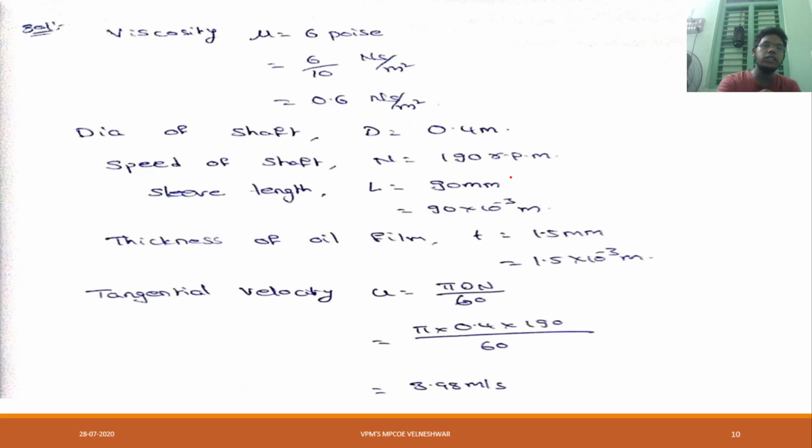Now viscosity mu is equal to 6 poise. Already he has given us poise. We have to convert it into Newton S per meter square. So 6 by 10, that is Newton S per meter square. 6 by 10 is nothing but how much? 0.6. Now diameter of shaft D is equal to 0.4 meter.